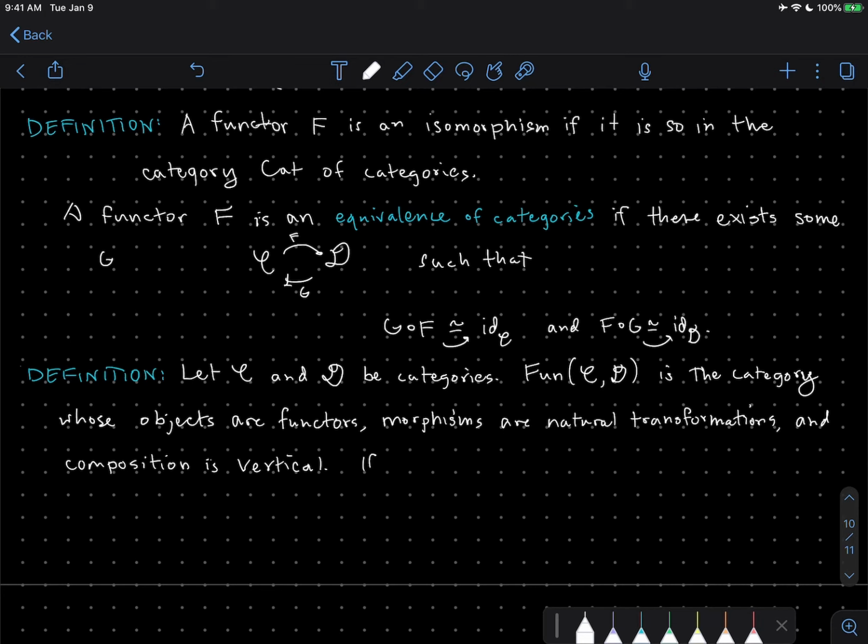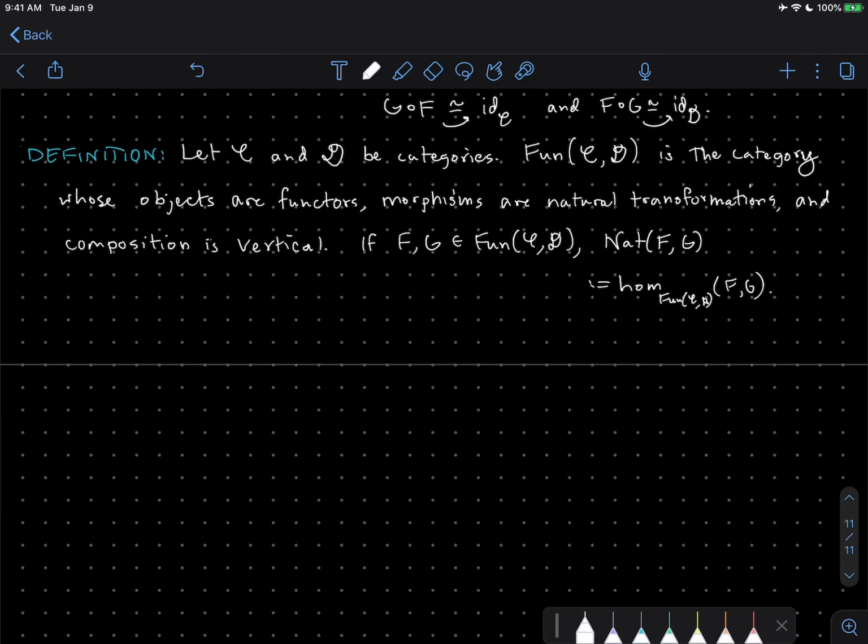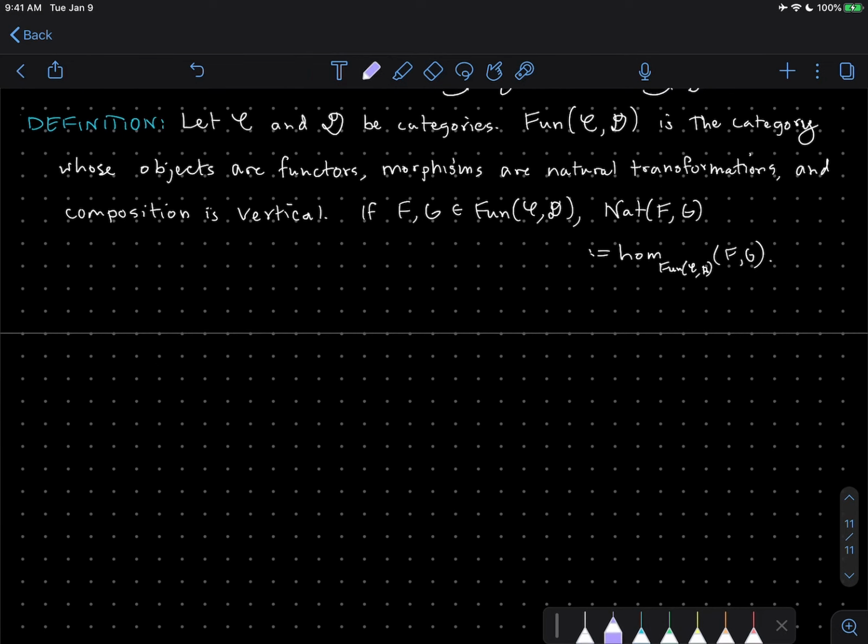Then also, if F and G are in this functor category, we write Nat from F to G for what could also be written quite clunkily as Hom in this functor category from C to D from F to G. Okay, now that I have those bits of notation out of the way, we can actually state the Yoneda lemma.